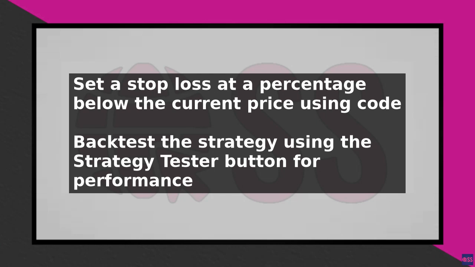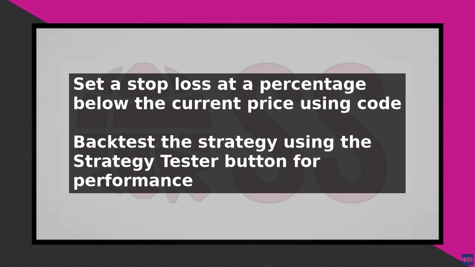It is also important to note that you can set a stop loss based on a fixed amount of money, rather than a percentage. For example, if you want to limit your losses to $100, you can use the following code. strategy.exit(id = "stop loss", stop = strategy.position_avg_price - 100 / strategy.position_size).